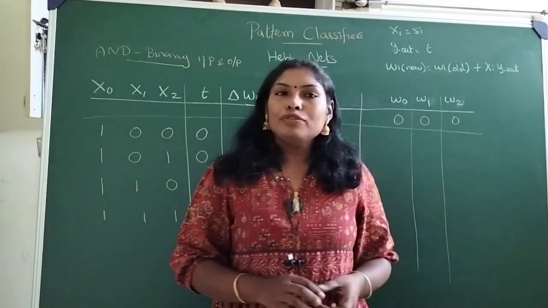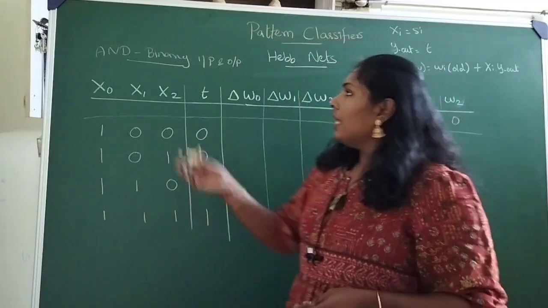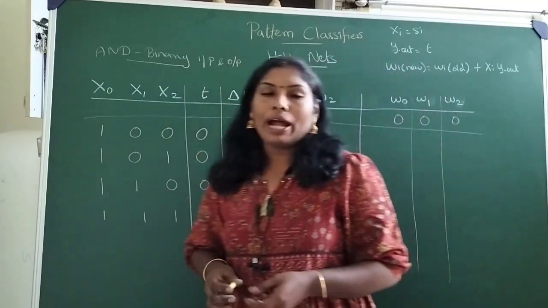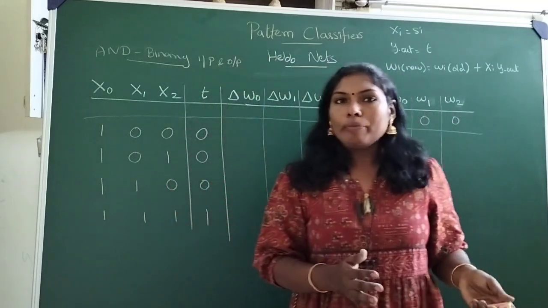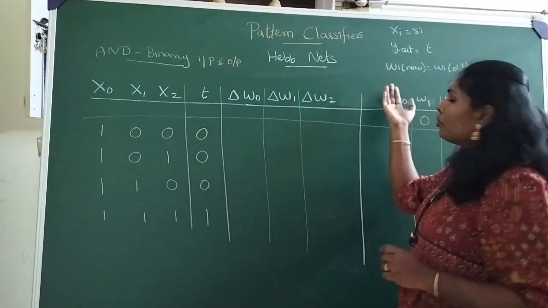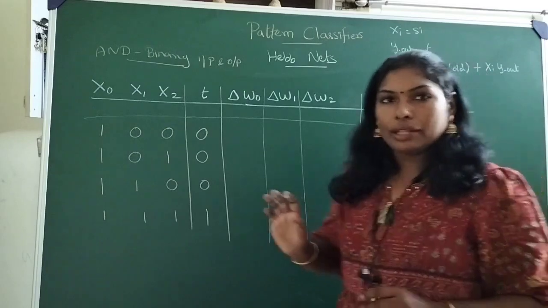So here is an example for this Hebb Net model. I have taken an AND logic with both binary input and output pattern. My input is going to be binary and output is also going to be binary, and I'm going to follow this Hebb's rule. I'll show you how this is actually calculated.